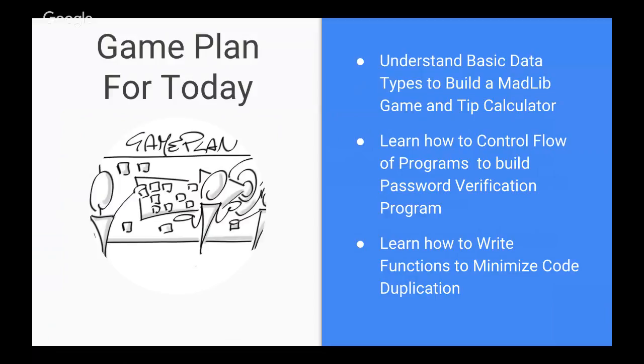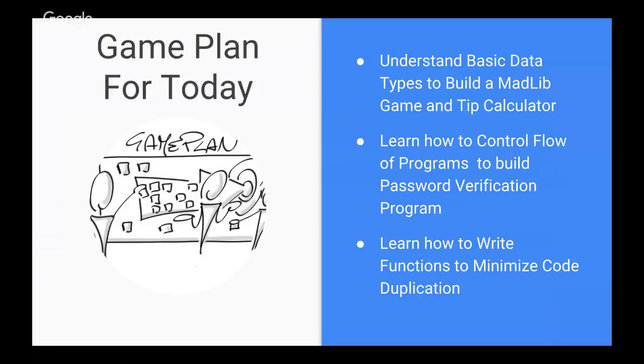So what's the game plan for today? We're going to be, first of all, building up an understanding of data types in Python. Think about integers, strings, floats. We're going to understand the data types so that we can build a very simple MadLib game. If you haven't heard about this, no worries. I'm going to show you how the game works, and we're going to build that game together. And we're also going to build a tip calculator just to consolidate our knowledge of data types.